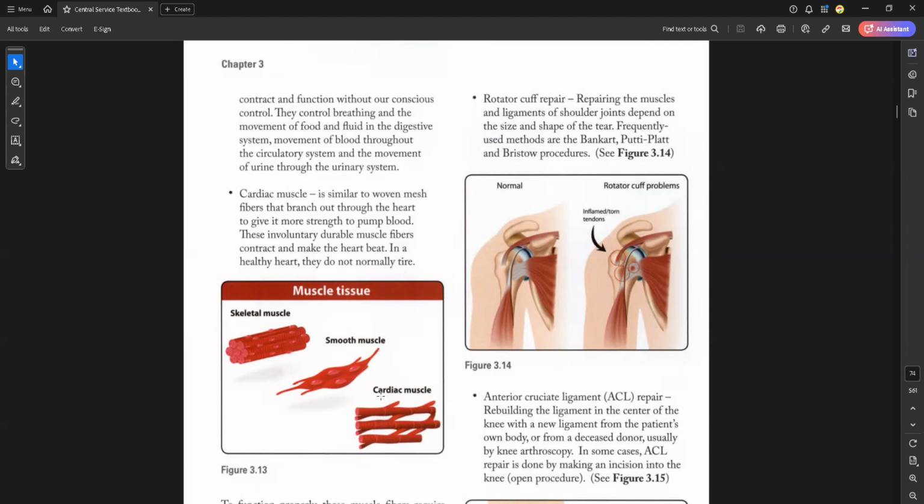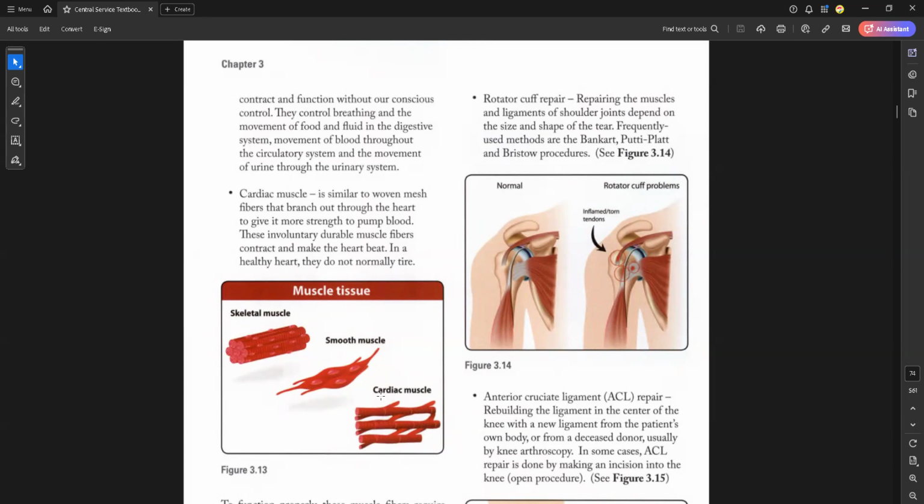If you see figure 3.14, we have normal, and then we have rotator cuff problems. The way it is normal, the way it is. The one with the problem, they drew some arrows, some circles, to let you know that there are problems with that area.